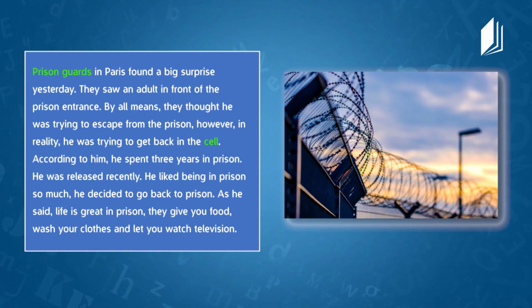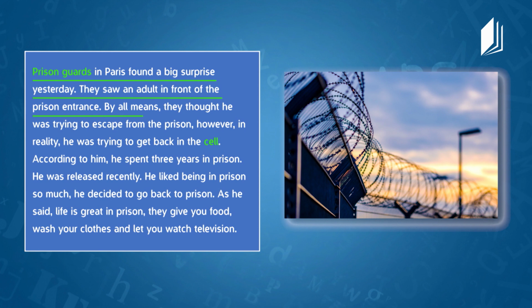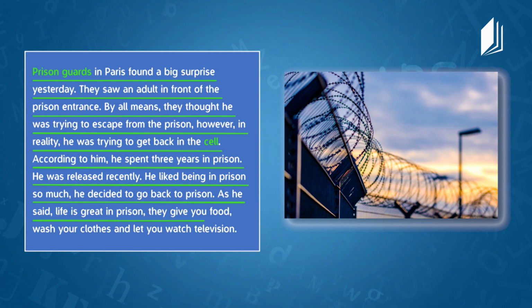So, prison guards in Paris found a big surprise yesterday. They saw an adult in front of the prison entrance. By all means, they thought he was trying to escape from the prison. However, in reality, he was trying to get back in the cell. According to him, he spent 3 years in prison. He was released recently. He liked being in prison so much, he decided to go back to prison. As he said, life is great in prison. They give you food, wash your clothes, and let you watch television.